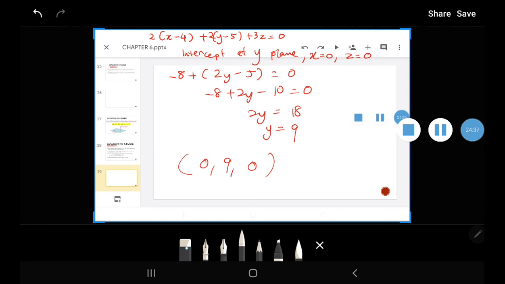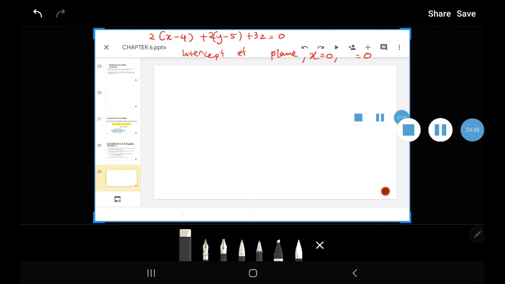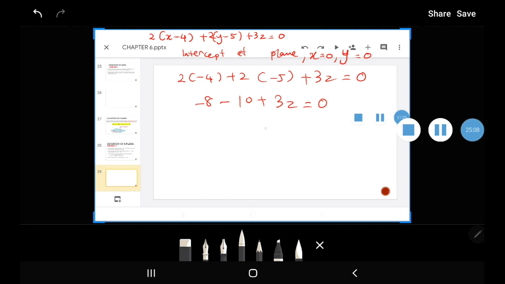Okay, so now we want to find the point of interception at z plane. At z plane, x equal to 0 and y also equal to 0. Where z is 6. So the point of interception is 0, 0, 6.